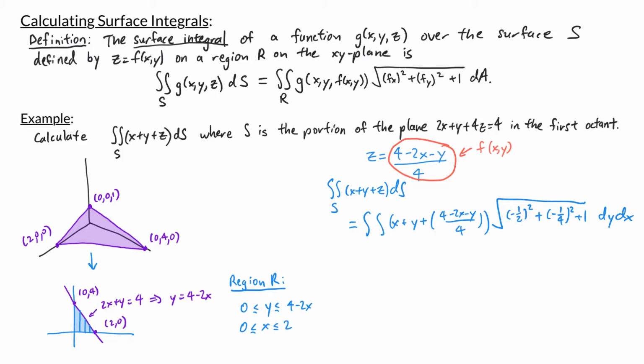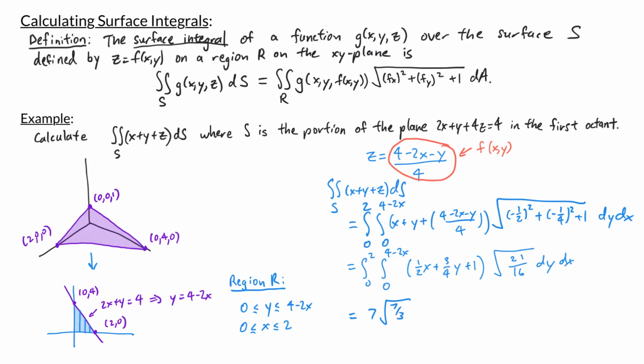My y's are bounded from 0 to 4 minus 2x, and my x's are bounded from 0 to 2. This simplifies as the double integral from 0 to 2, from 0 to 4 minus 2x of (1/2 x plus 3/4 y plus 1) times the square root of 21/16 dy dx. I won't go through the details of this double integral, but in the end you should end up with 7 root 7/3. Let's go through one more example.